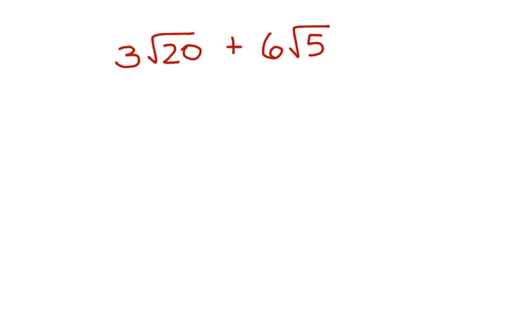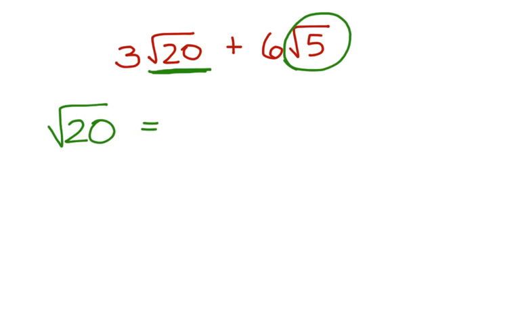What if we want to add two radicals that are not like terms? We have 3 square root of 20 plus 6 square root of 5. Well, the first thing we have to do is break down the square root of 20. And we're hoping that when we break it down, one of our answers is going to end up being the square root of 5. So let's break down the square root of 20 first.